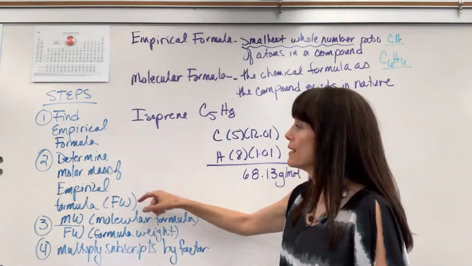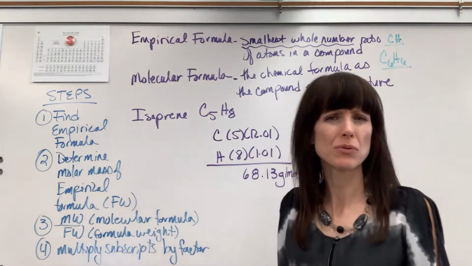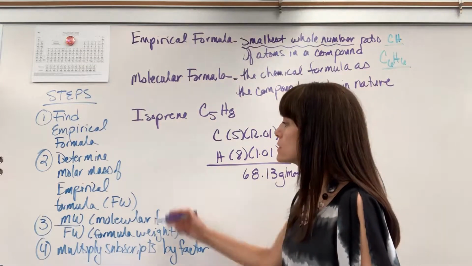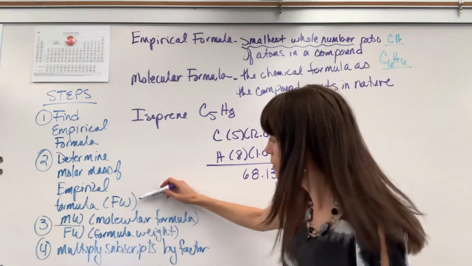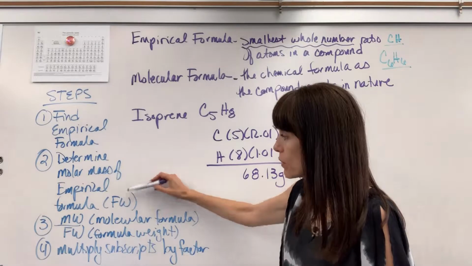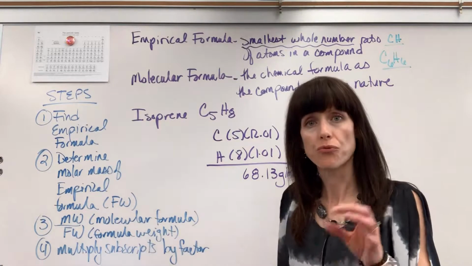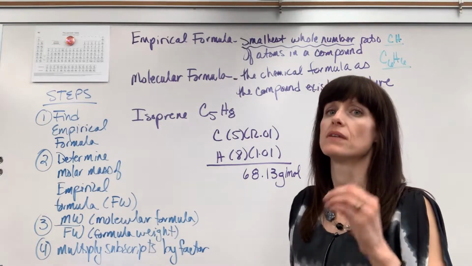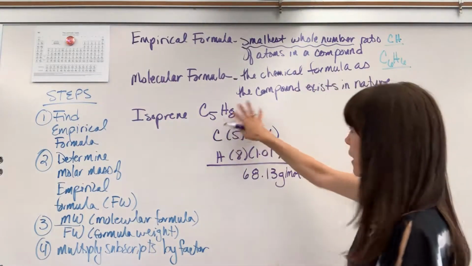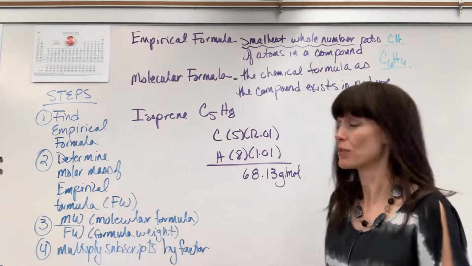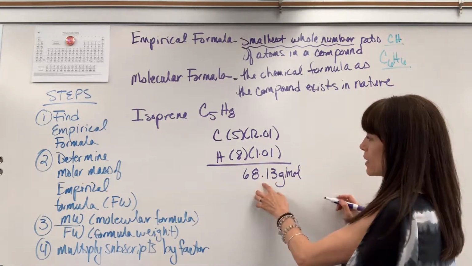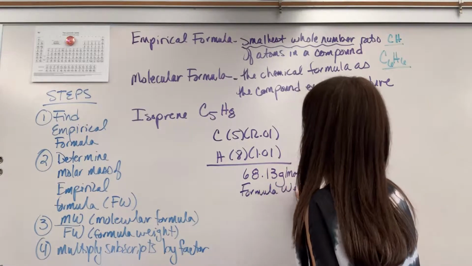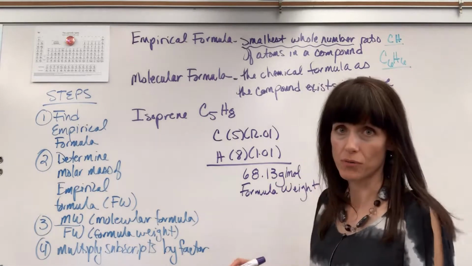empirical formula. Now, this has a special name, and honestly, I don't know where the name came from. If you know, shoot it in my comments. It's called formula weight, and notice I abbreviated it FW. I did write it down here for you. Formula weight is our technical term for the molar mass of the empirical formula. So I found the molar mass of the empirical formula. So it's 68.13, and that's the formula weight. Molar mass of the empirical formula.